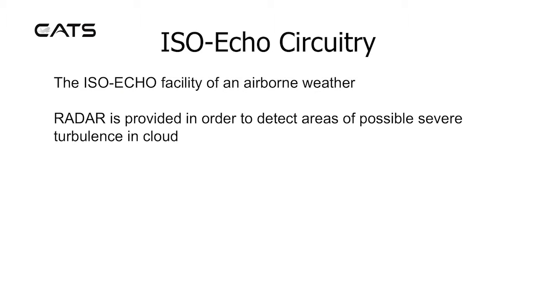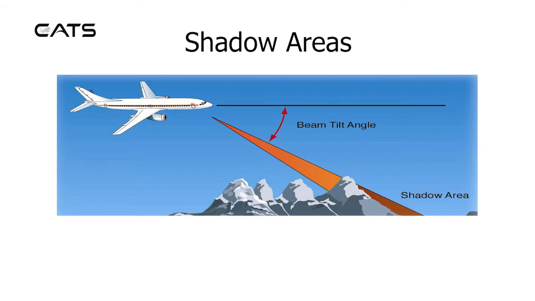ISO-echo circuitry. The ISO-echo facility of an airborne weather radar is used to detect areas of possible severe turbulence in cloud, and it basically draws a ring around areas of intense precipitation. Shadow areas. If the beam is tilted down and there's intervening terrain, a shadow area will be formed beyond the terrain.